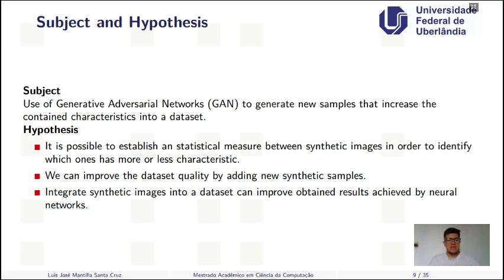My first hypothesis is that it's possible to establish a statistical measure between synthetic images in order to identify which ones have more or fewer characteristics. The second hypothesis is that we can improve the dataset quality by adding synthetic samples. And the third one is that integrating synthetic images into a dataset can improve the results achieved by a neural network.